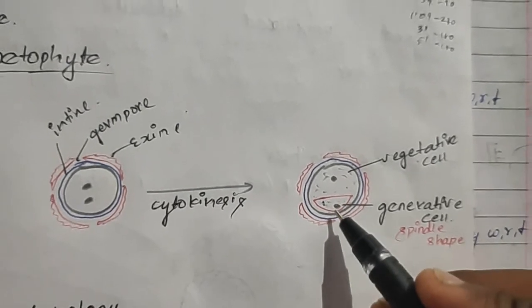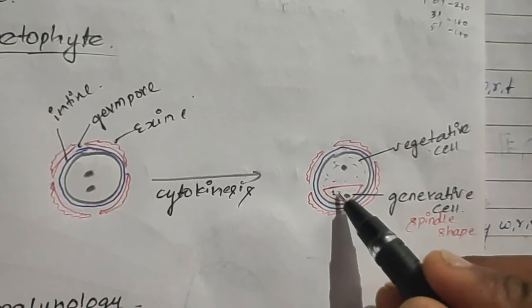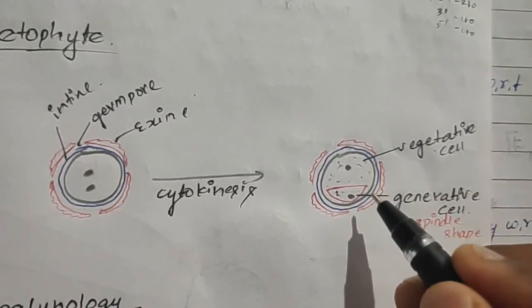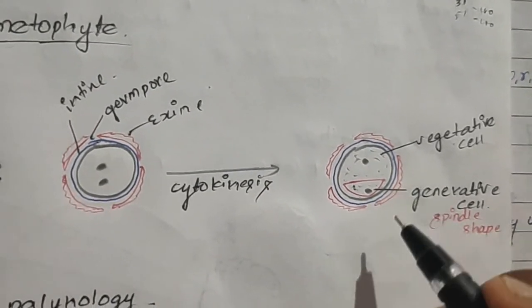But in less than 40% of angiosperms this generative cell will divide further and form another cell. A total of three cells are formed, and this three-celled stage will fall on the female reproductive organ.